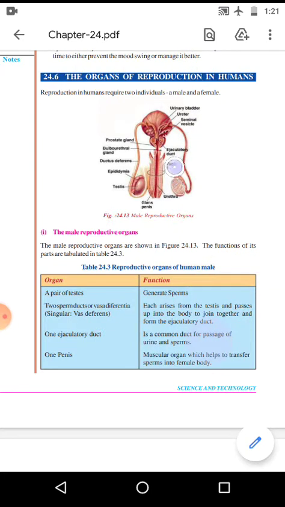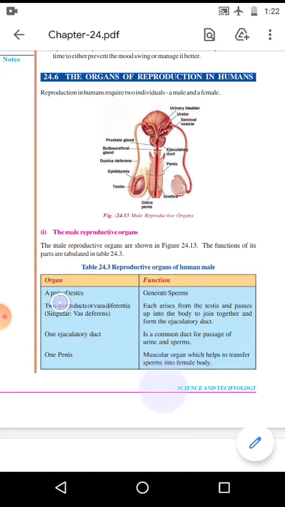Inshallah, today we will start from the organs of reproduction in humans. So, we all know that reproduction in humans requires two individuals, that is, a male and a female. Now we will see the male reproductive organ. This is the diagrammatic representation. We will see each part and its function.